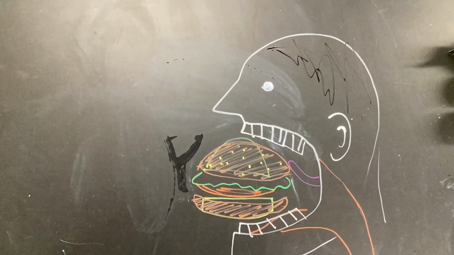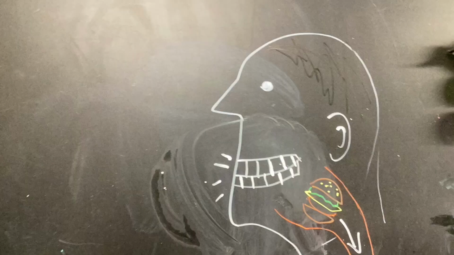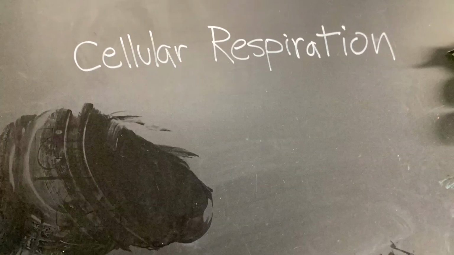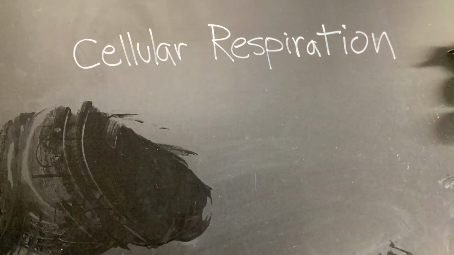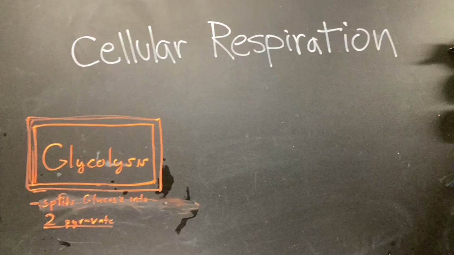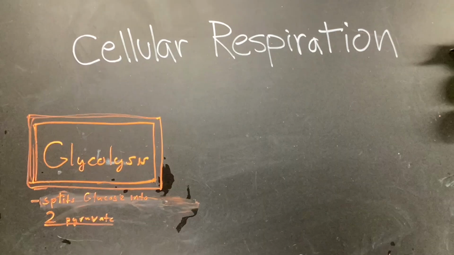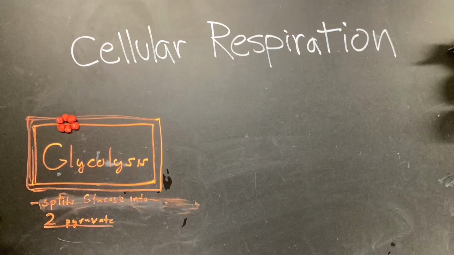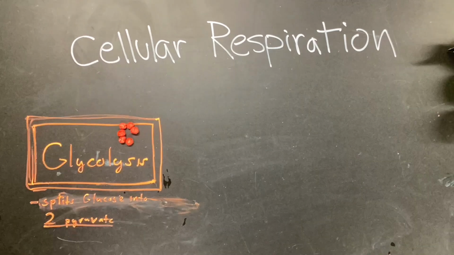When we eat and digest this burger, our body is able to use its glucose to power the process of cellular respiration. The first step to cellular respiration is glycolysis, which converts glucose into 2 pyruvates and produces 2 ATP. The carbon then undergoes the bridge reactions and enters the Krebs cycle.